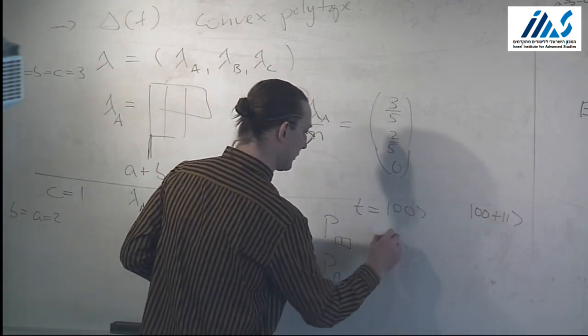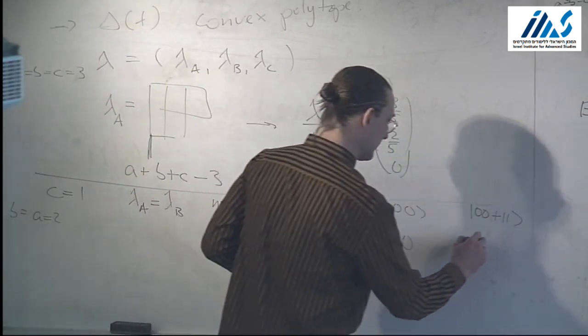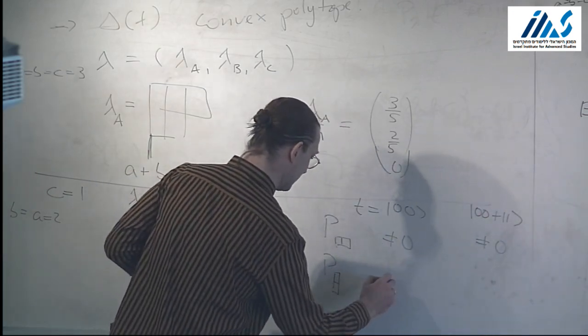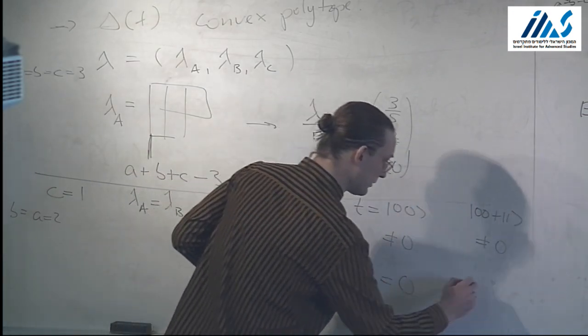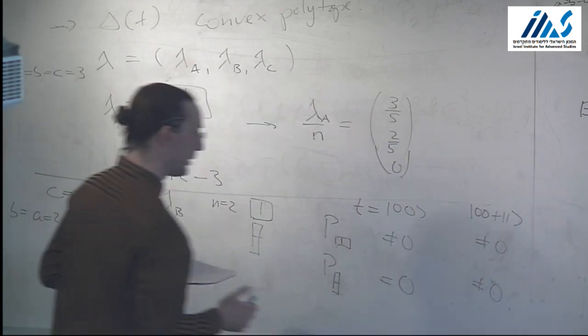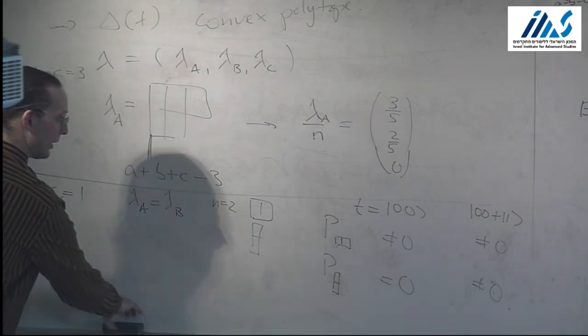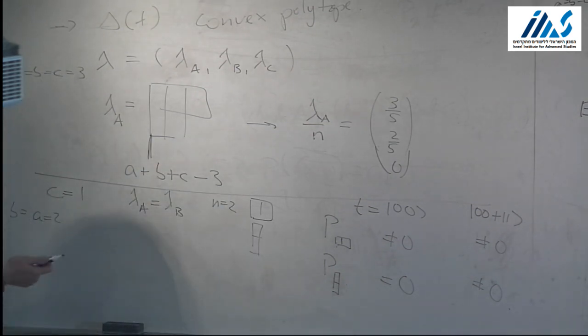And so this is non-zero. This is non-zero. I'm not going to compute it for you. We simply don't have time. This is 0, and this is non-zero. All right. That's kind of how it is. And now we want to compute what the polytope is.